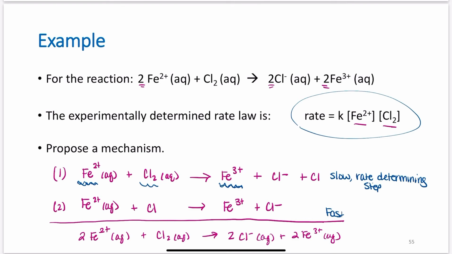Iron has lost one electron, so it must have given that electron to chlorine, right? Gave that electron to chlorine, I've got one Cl-. What's left over if I have one Cl-? A Cl.